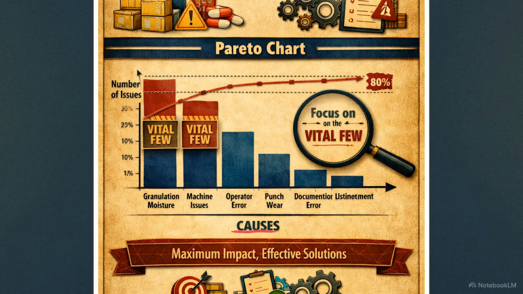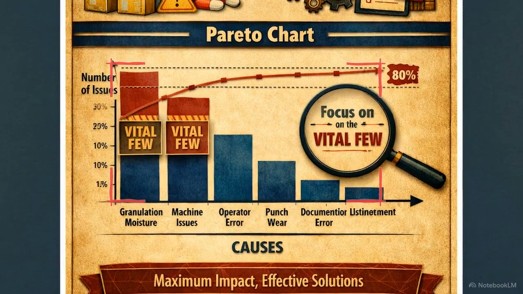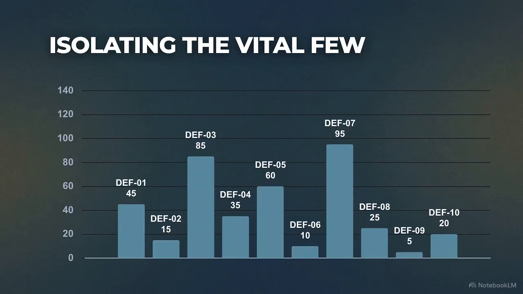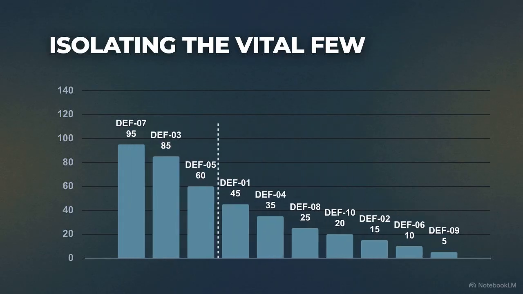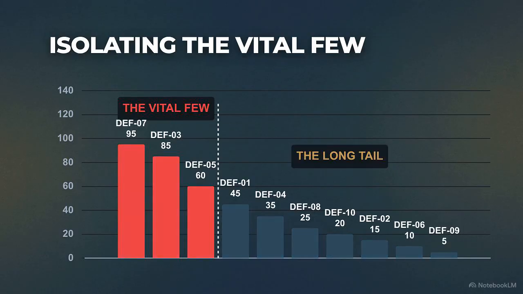Along the x-axis, raw data is grouped into specific causes. Notice their arrangement. The blue bars represent volume, ordered highest to lowest. Granulation moisture leads with 40, machine issues with 25, and operator error 15. Forcing the data into this strictly descending order is the crucial first step. It visually separates the most frequent issues on the left from the long tail of minor, infrequent problems on the right.